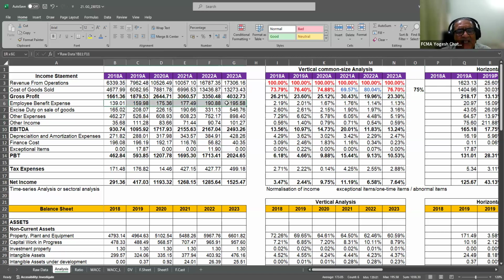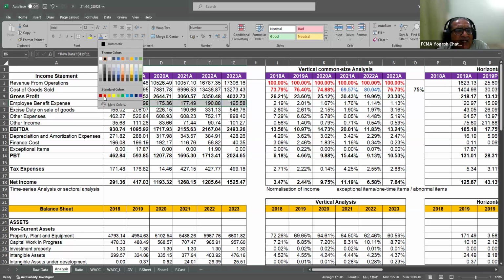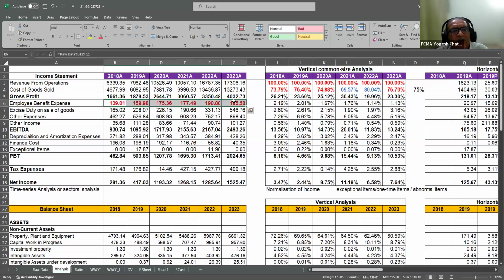Employee expenses. In common size analysis we will take more time, but in other analysis we will go a little fast because we have a lot more to cover. Employee benefit expenses, as you can see here, in absolute terms that is going up. From 139 crore, that has gone up to around 195 crore. So every year you will see some increases there.